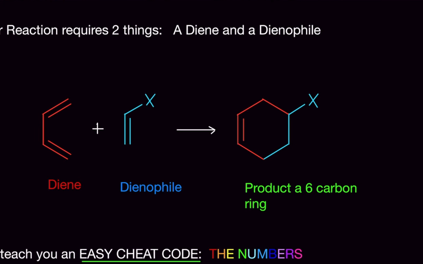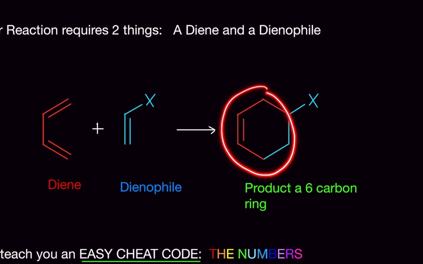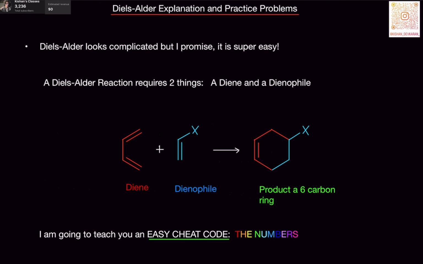So what happens is these 2 things merge to form a 6 carbon ring with whatever functional group attached to it. That's the only thing I want you to take away from this slide: a diene, which is 2 double bonds with carbons only, and a dienophile, which is basically a molecule that attacks a diene, forms a 6 carbon ring. That's all I want you to take away so far.